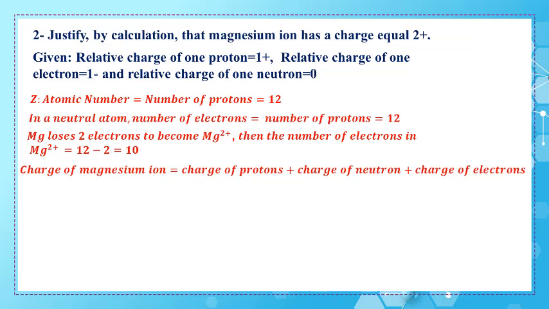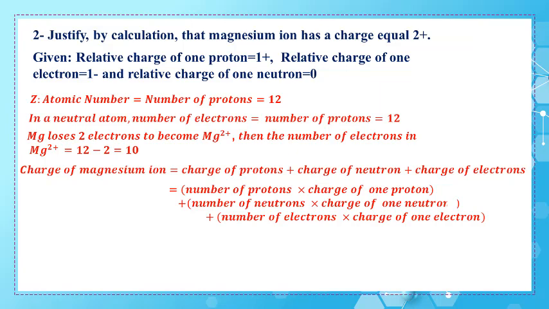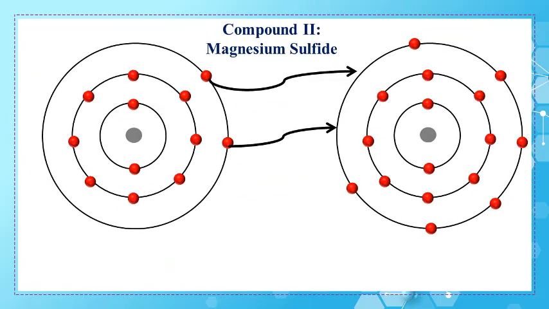The charge of magnesium ion is equal to the charge of the protons plus the charge of the neutrons plus the charge of the electrons, equal to the number of the protons times the charge of 1 proton plus the number of neutrons times the charge of 1 neutron plus the number of electrons times the charge of 1 electron, equals 12 multiplied by 1 plus 12 multiplied by 0 plus 10 multiplied by 1 minus, which is equal to 2 plus. The figure below shows magnesium sulfide.